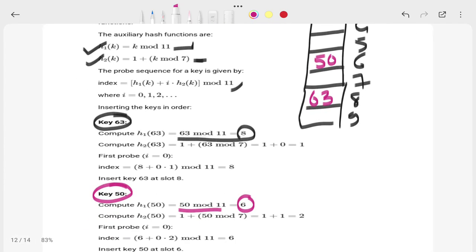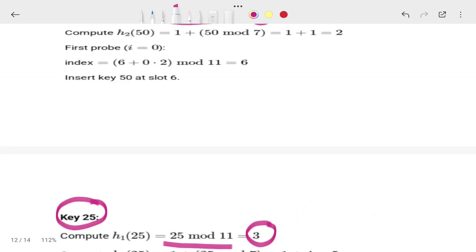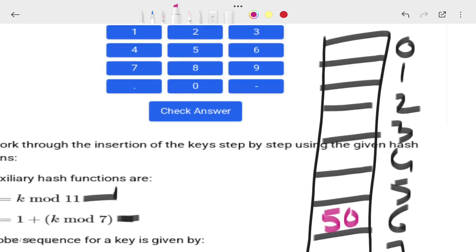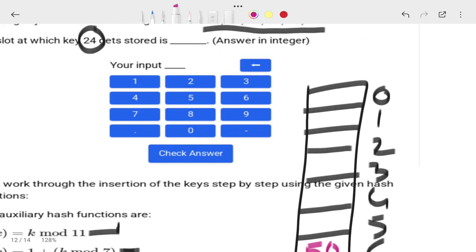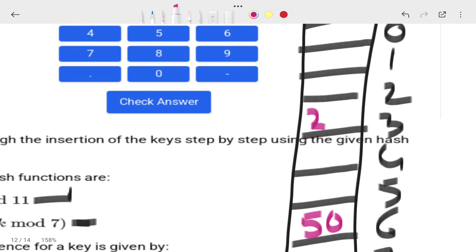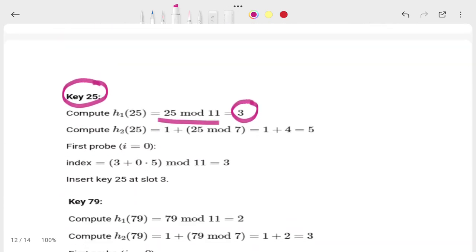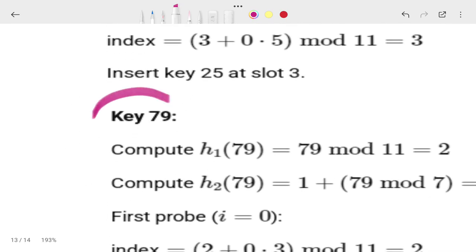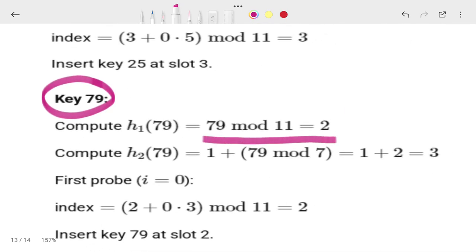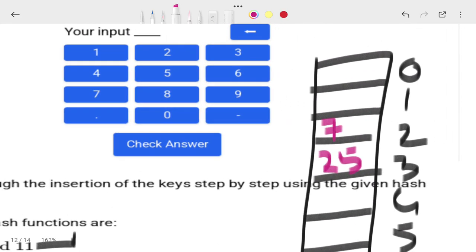Done. Now next, what is the next? Next data is equal to 25. 25 divided by 11, remainder is 3. So at 3 I will place 25. Done. Now my next data is equal to 79. So 79 divided by 11 is equal to remainder 2. Now 2 is vacant, then place 79. 2 is vacant, so I will place 79 here.